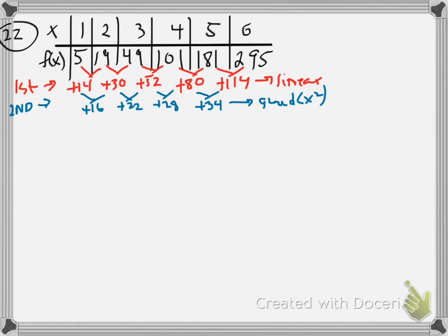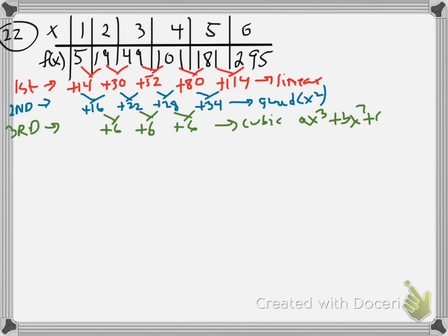I think you already know the answer there. Then the third order looks like plus 6, plus 6, plus 6. And that would give you a cubic. So it's going to be something of this power: ax cubed plus bx squared plus cx plus d equals some number. That's f of x. Okay, that's what it's going to be.